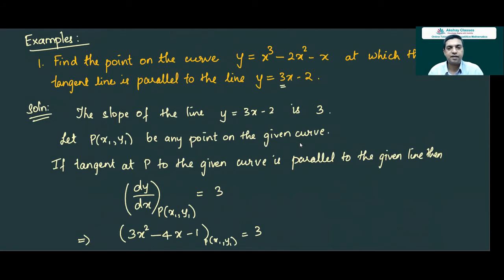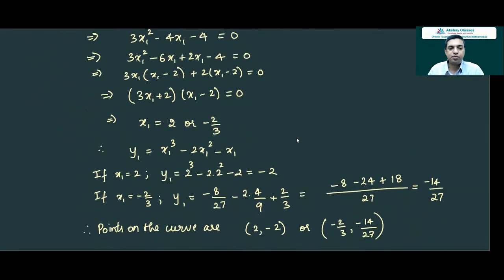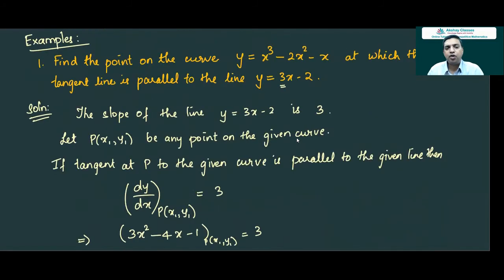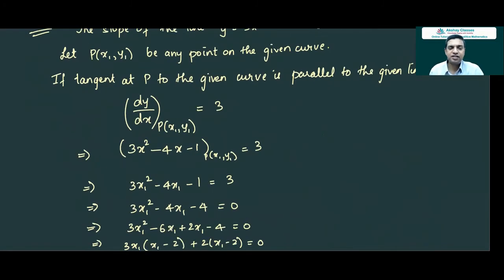Okay. So this is how we do. This is the application. The concept was very simple, the other thing was calculation. What was the concept that we applied? This one: that the slope of the tangent at that point should be equal to 3. Others were calculation only.